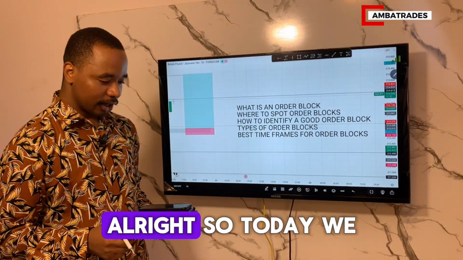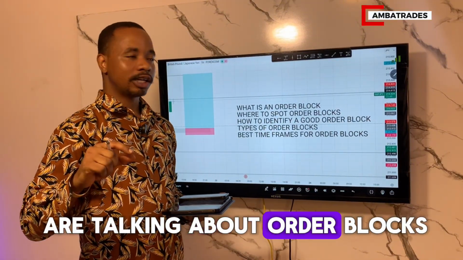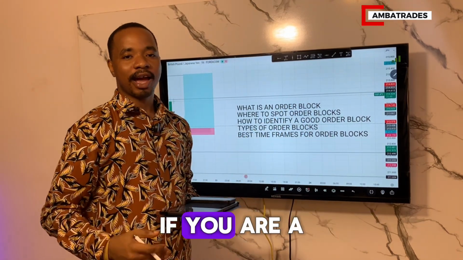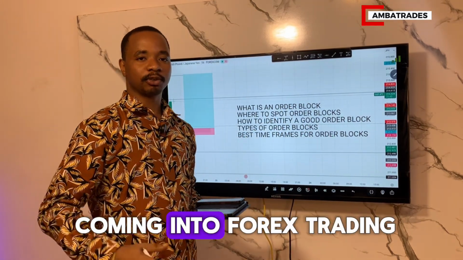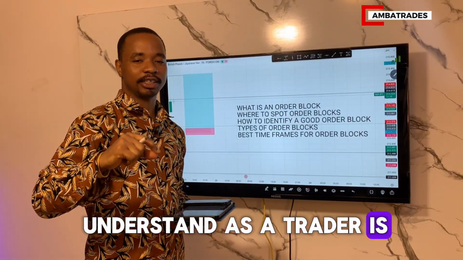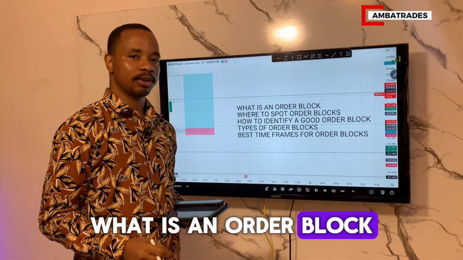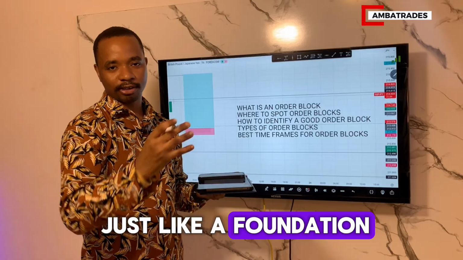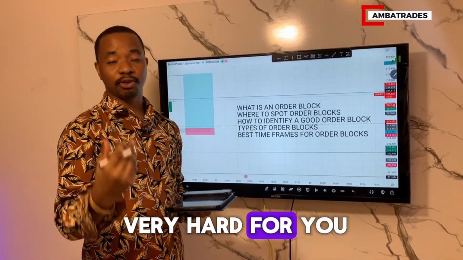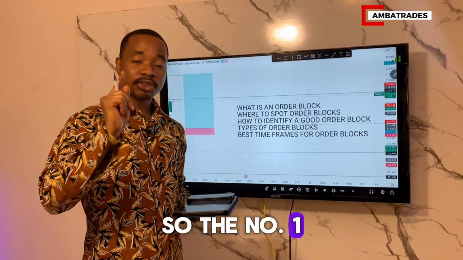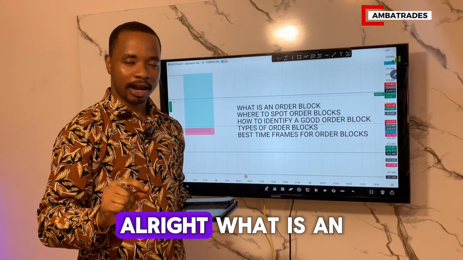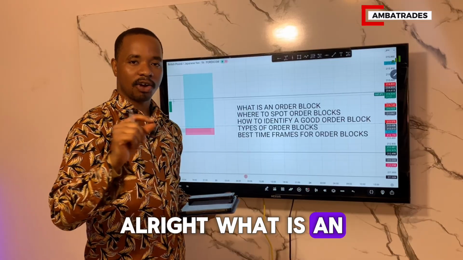Alright, so today we are talking about order blocks. As you can see, what is an order block? If you are a newbie coming into forex trading, one of the important things you need to understand as a trader is what is an order block. Because order block is just like a foundation of everything. If you don't understand what is order block, it's going to be very hard for you as a trader. So the number one thing you need to understand is what is an order block.